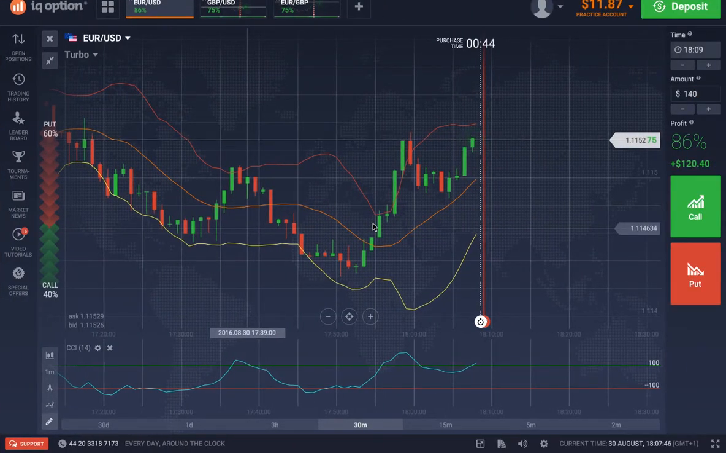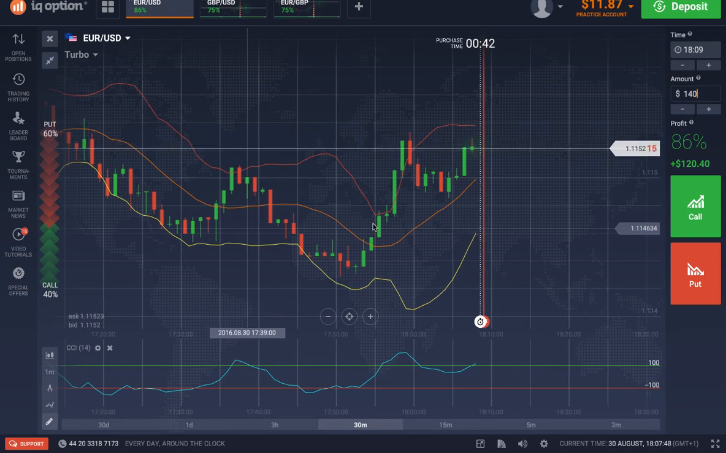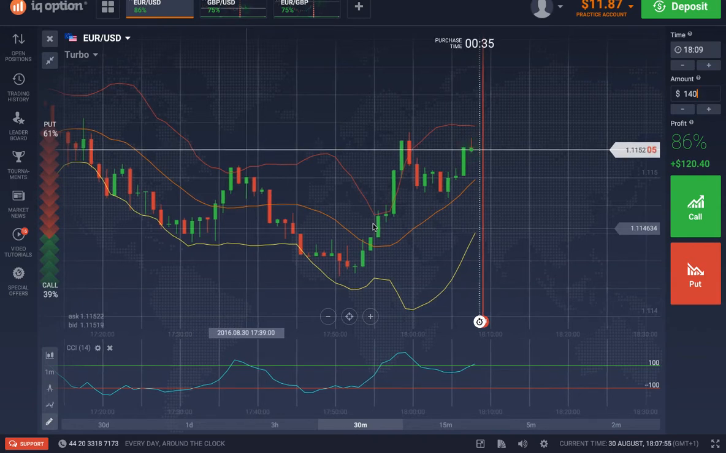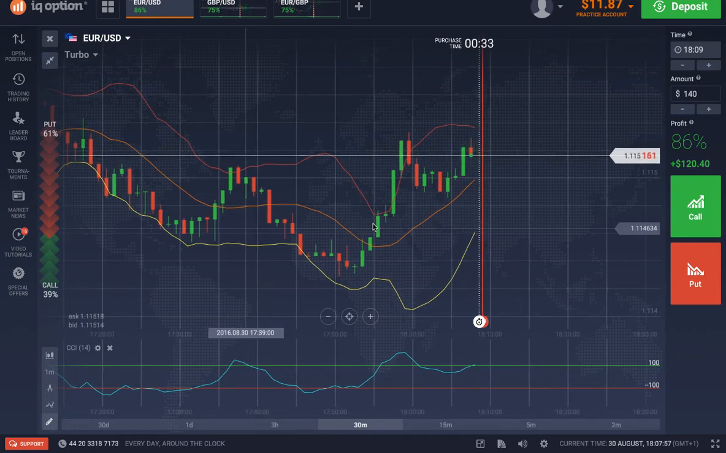Alright, today I'm going to be doing some demo trading. I might start a little series, like trading from £10 to £100 or something like that. But right now, I'm only on £11.87.